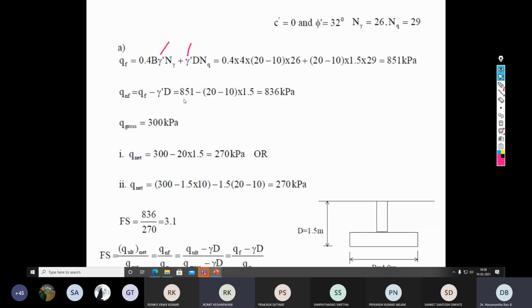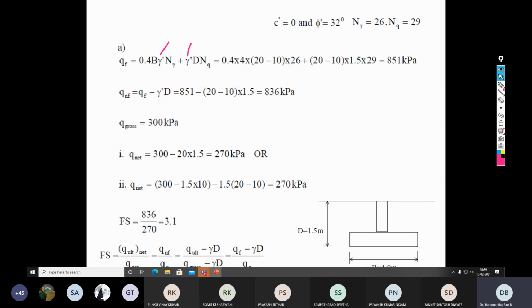In fact, you can directly do it, sir, without subtracting gamma D from the numerator. That's what I'm saying. You can directly take it, sir. But the answer will be different, na, sir. How much are you getting? Sir, for the first one I am getting 2.9. It's okay, 2.9, 3.1, it's marginal.